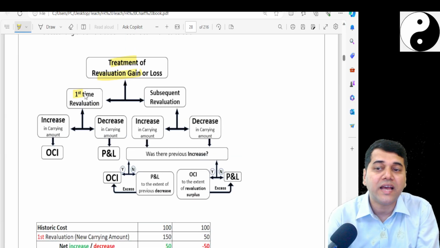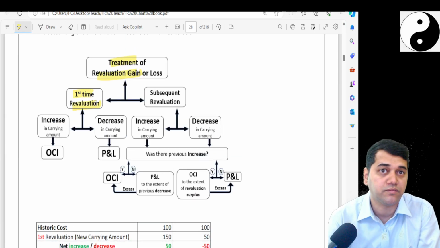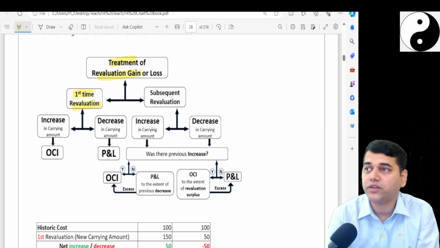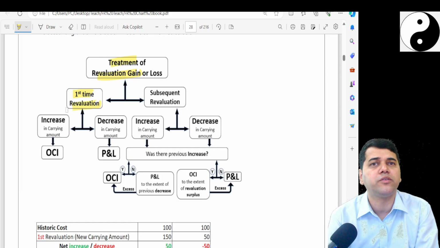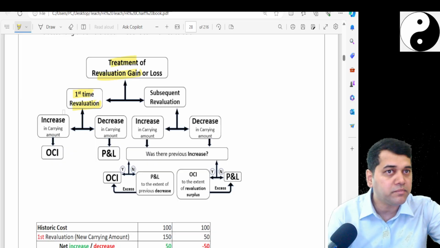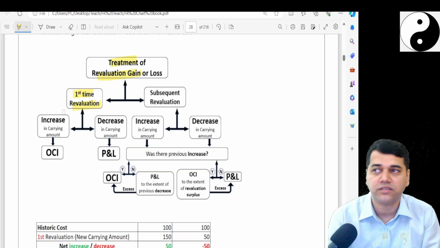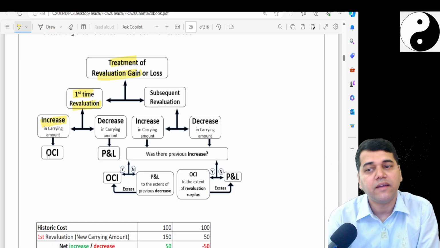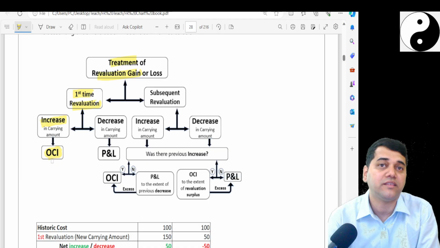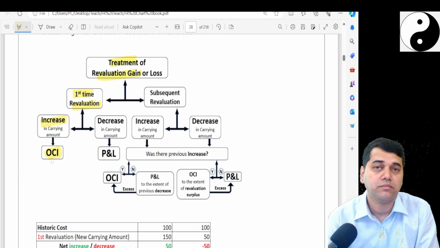Now, if you do the first-time revaluation of the asset, before that you never did, it's the first year it came. There can be only two possibilities, or I can say three possibilities. Its value remains the same, value increased, or value decreased. So let me talk about the value increase. I will transfer this to OCI as a revaluation surplus. My accounting entry is what?